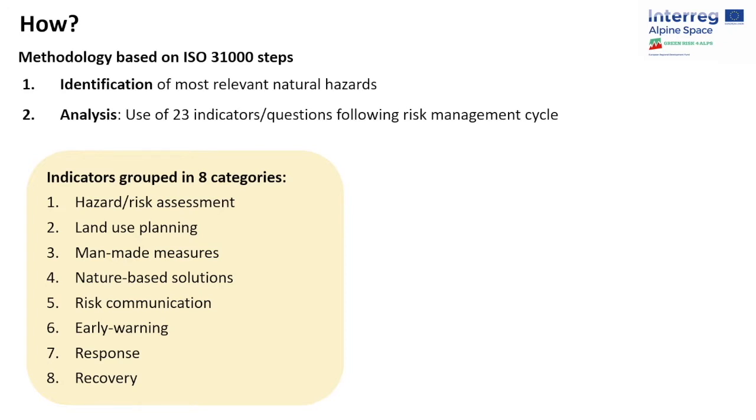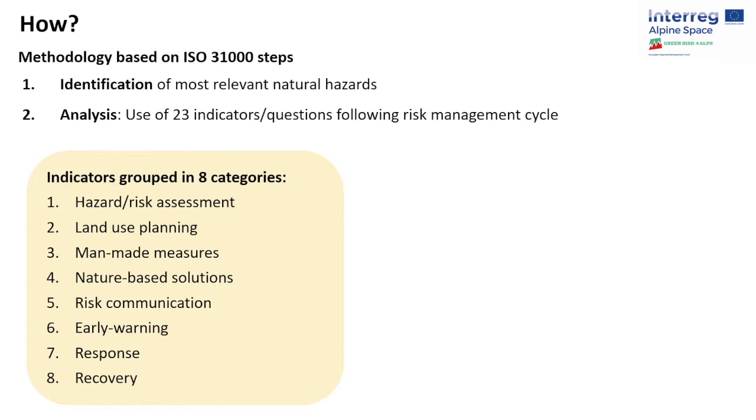The first category is hazard and risk assessment, which looks into the data on past events and hazard risk maps available. Then there is land use planning, which analyzes the presence of land use planning tools and natural hazard regulations. Then the third category and fourth is the man-made and the nature-based solutions. So both looking at the plans and data available regarding technical and green measures, in particular protective forests.